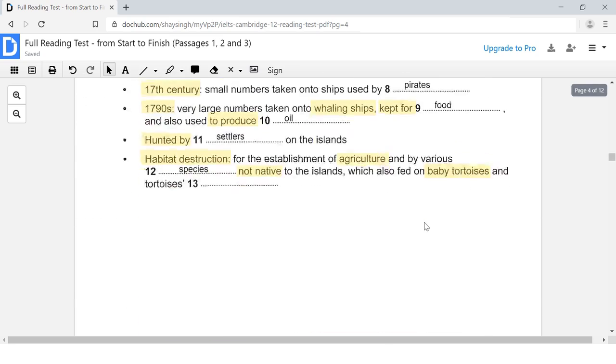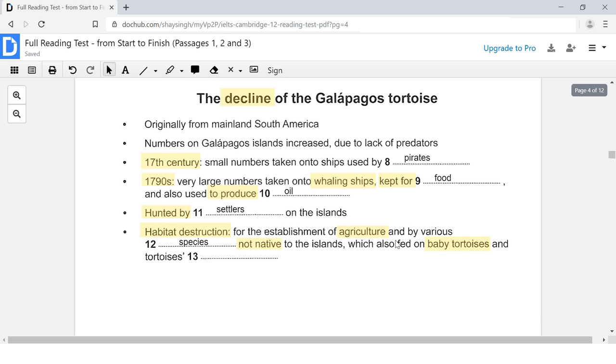They prey on their eggs. That is synonym language for to feed on. To prey on is synonym language for to feed on. To prey means to hunt and then eat an animal. To be fed also means to eat. So they're talking about the same thing. That is synonym language. So these alien species fed on baby tortoises and on tortoises' eggs. Eggs. That is the correct answer there.